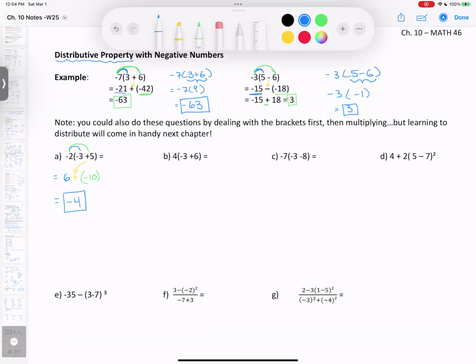Okay, why don't you pause this video and see if you can do the next two using the distributive property. Okay, and hopefully you had a chance to do these on your own.